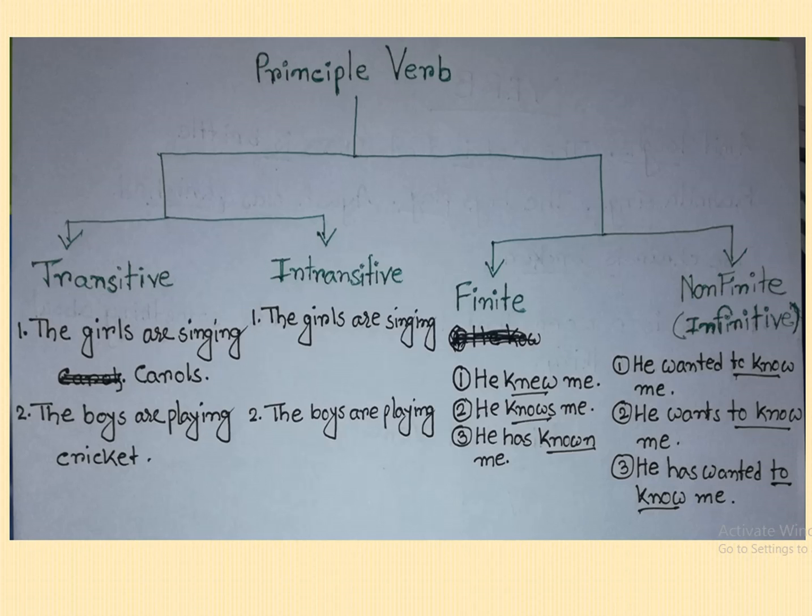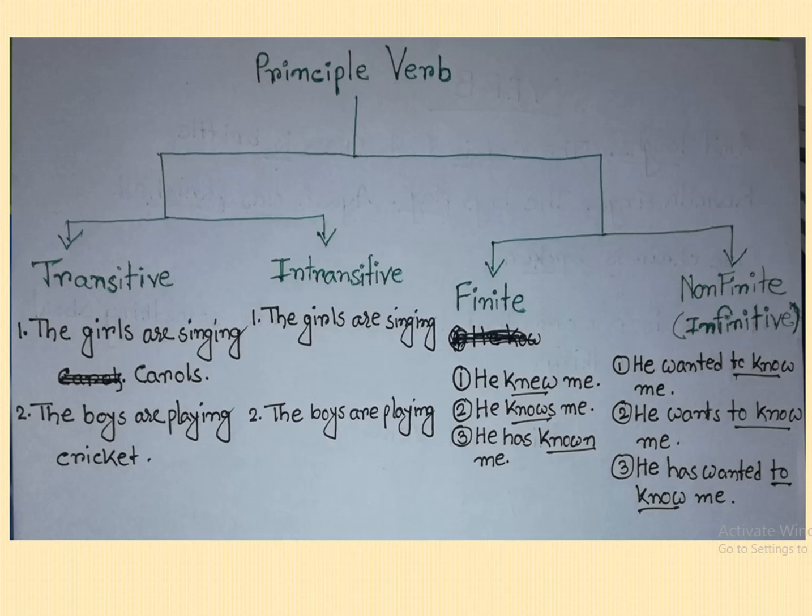In today's video we will discuss the categories of principal verb. In the last video we broadly discussed the types of verbs, especially the auxiliary verbs. Now we will look at the principal verbs and their kinds. Principal verb is divided into 4 types.